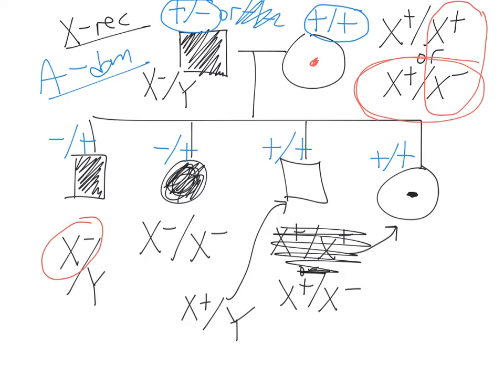So when I ask you something like circle all of the possible inheritance patterns this could be, so far you've circled A and B, and then you have to go on to, could it be X-linked recessive? Could it be autosomal recessive? Could it be X-dominant?